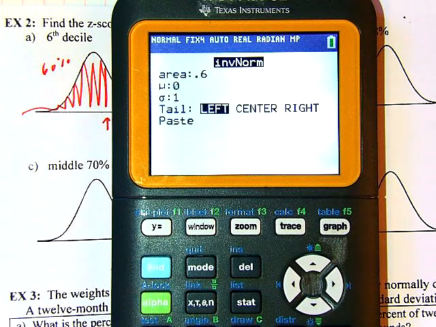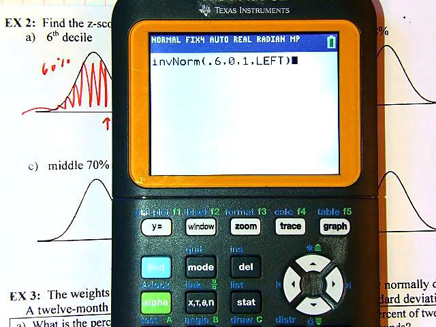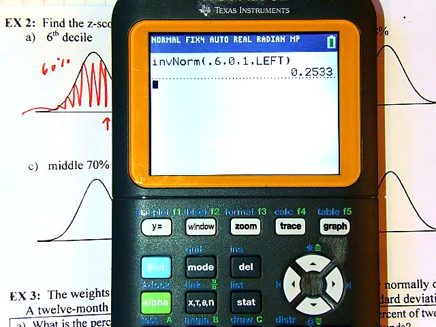Now, our other calculators, they're assuming that it's the left-hand tail. What's nice about these newer ones is that we can actually specify whether we want the region that's in the middle or the tail end that's to the right. So here I'm going to say left tail. When I paste it, this is what it looks like on my home screen. I hit enter and it gives me that same calculation. So 0.2533.